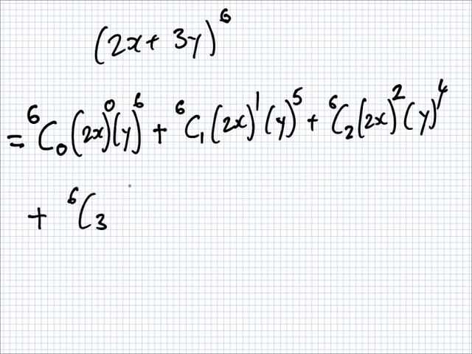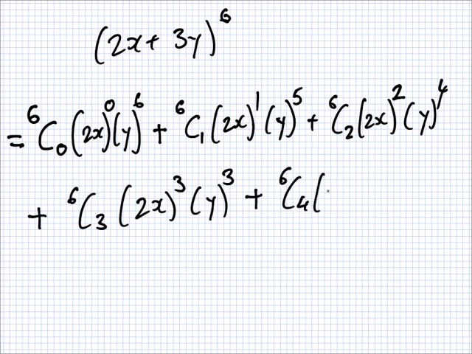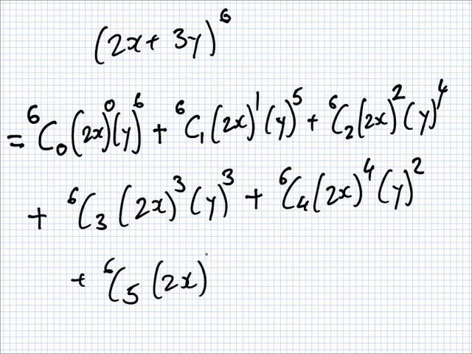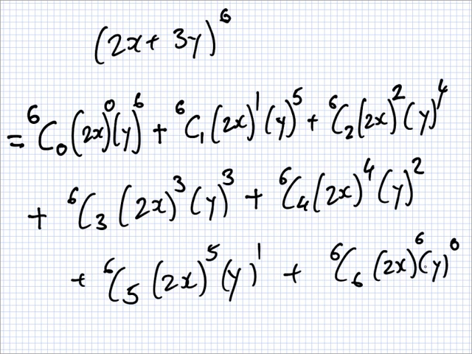6C3, 2x3, y3. Yes, very good. And Ray, could you tell me what the next one is? 6C4, 2x4, y2. Yes, isn't that it? And then it's 6C5, 2x5, y1, and lastly 6C6, 2x6, y0. 1, 2, 3, 4, 5, 6, 7 terms altogether.